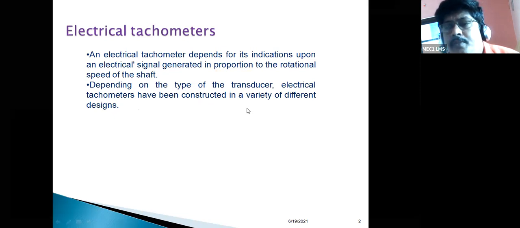Electrical tachometers mean the output is an electrical signal that is generated, which is proportional to the speed of the shaft.